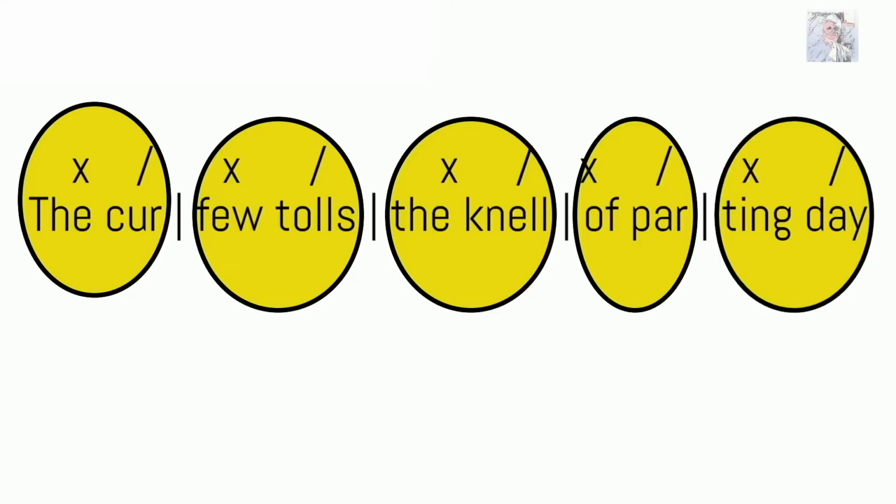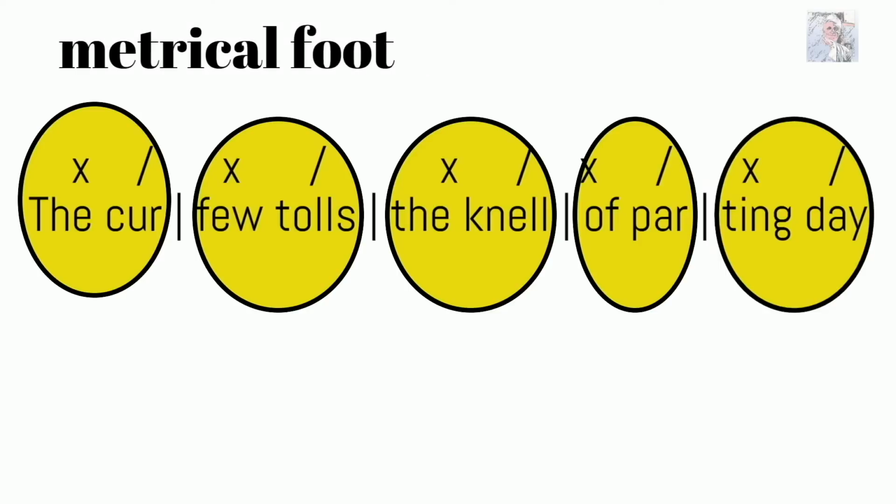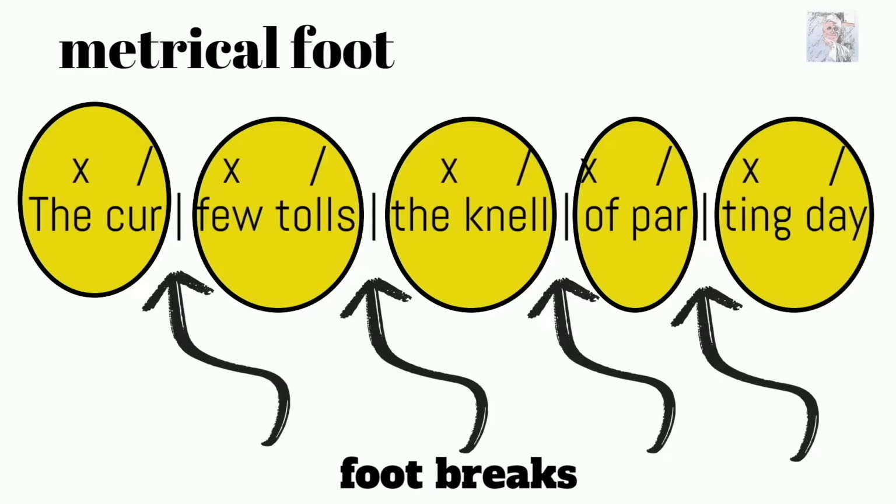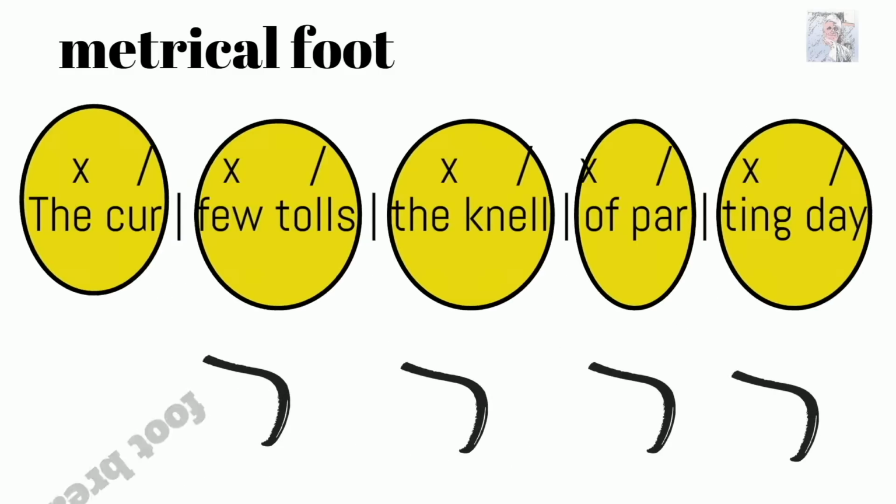Each one of those is called a foot, and the horizontal line dividing them is a foot break or foot marker. There are, as we shall see later, some problems associated with them, and not everyone agrees with the idea of even using them. But for now, at least, it's helpful as a way of showing how the pattern repeats itself.